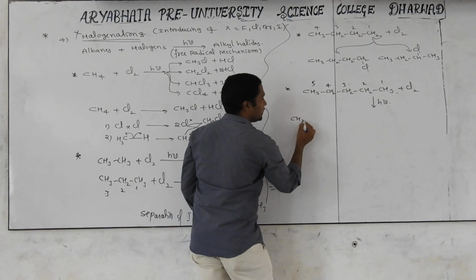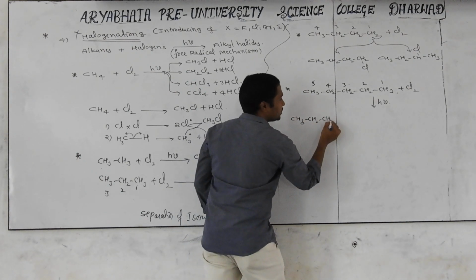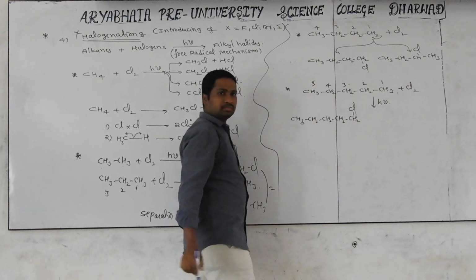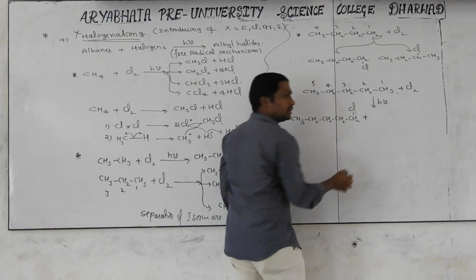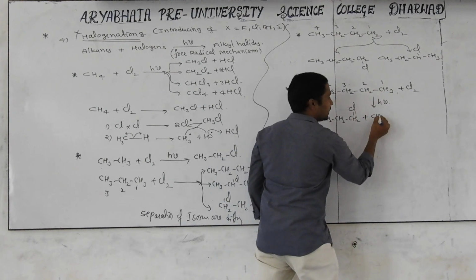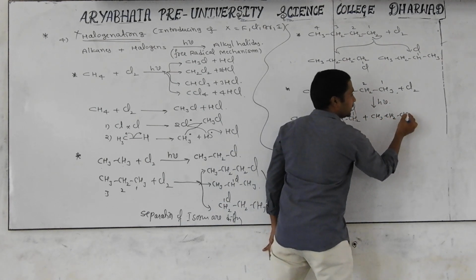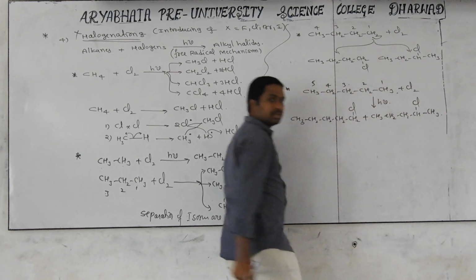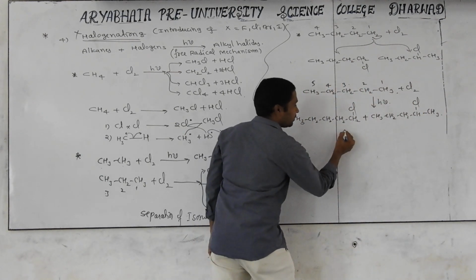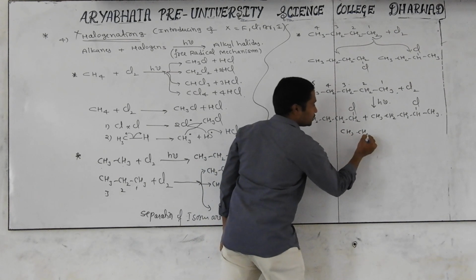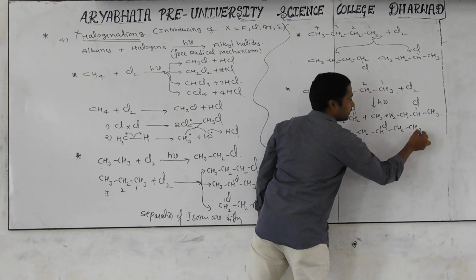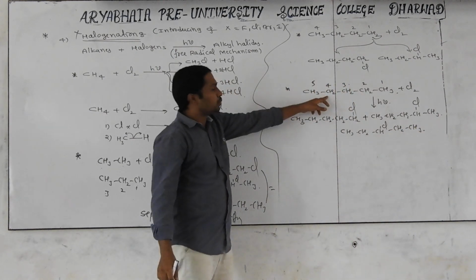What are you getting? CH3, CH2, CH2, CH2, CH2, Cl. First one, plus. What do you get in the second position? CH3, CH2, CH2, CHCl, CH3. Now the third position is nothing but CH3, CH2, CHCl, CH2, CH3. And also I will do the fourth position.